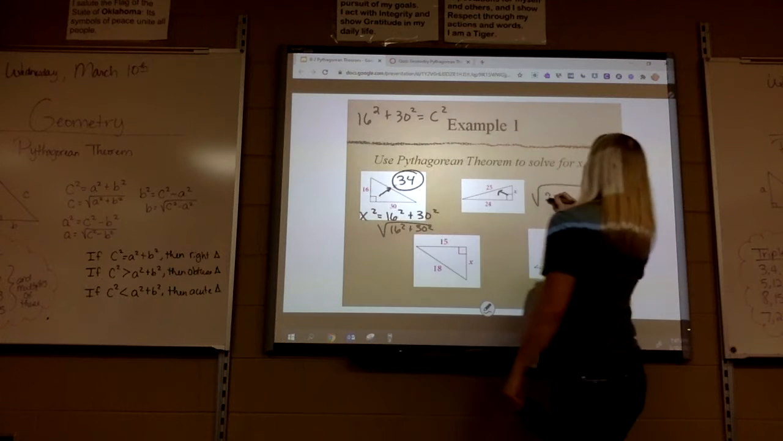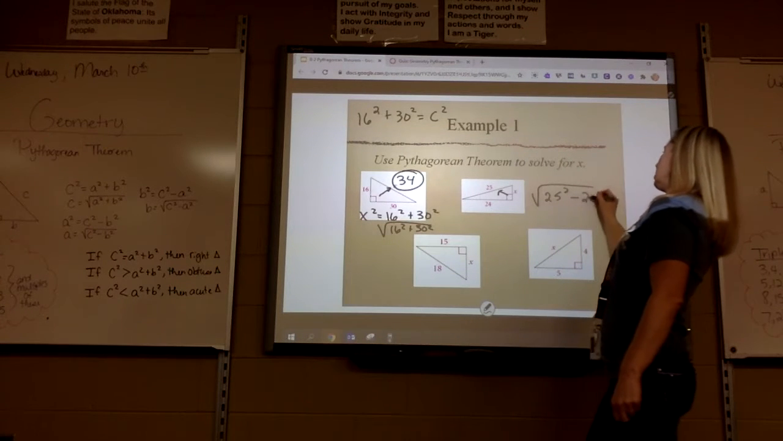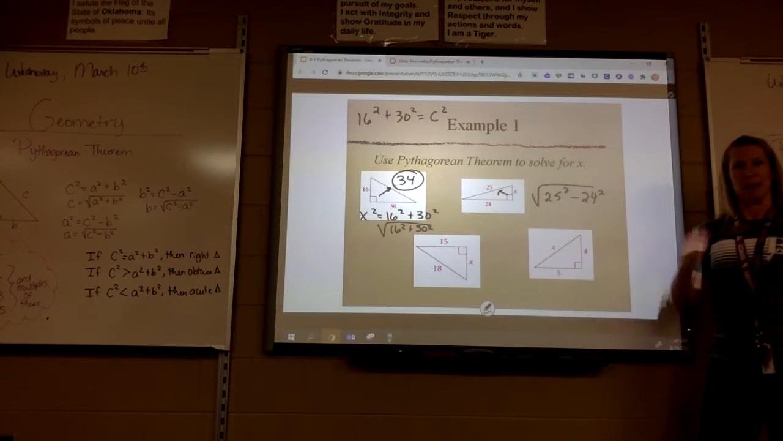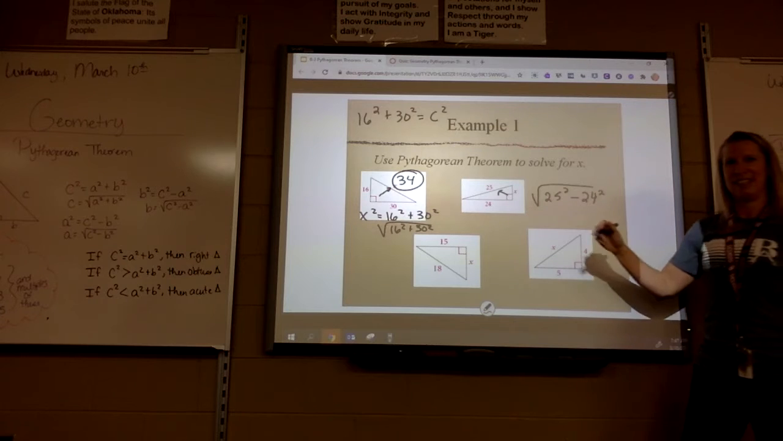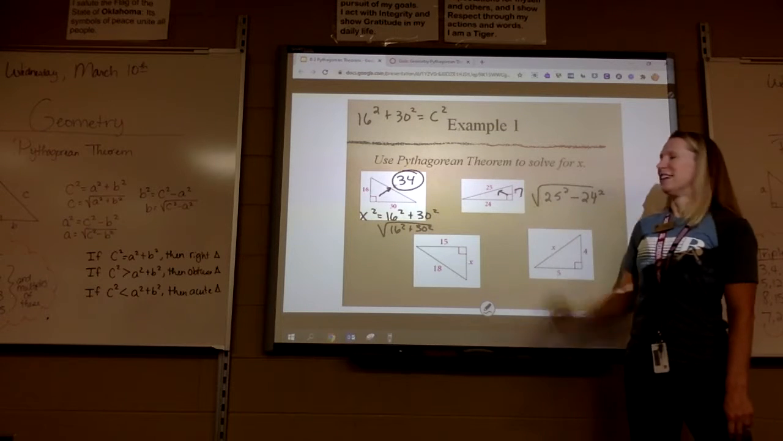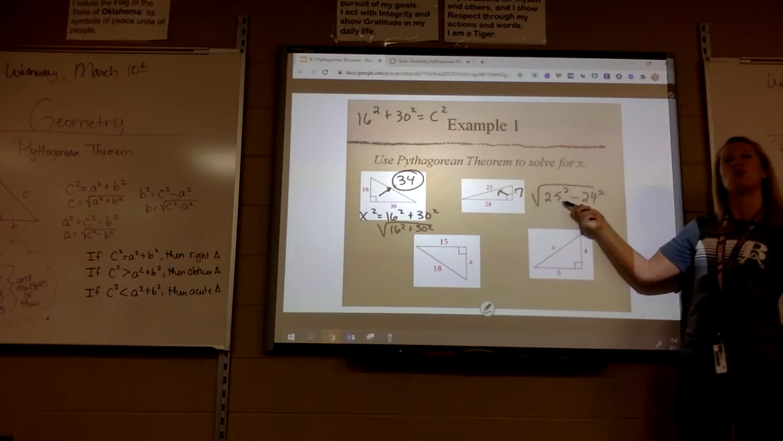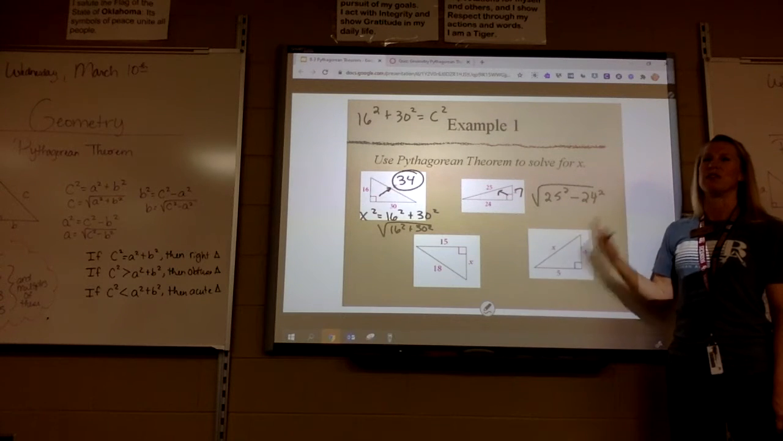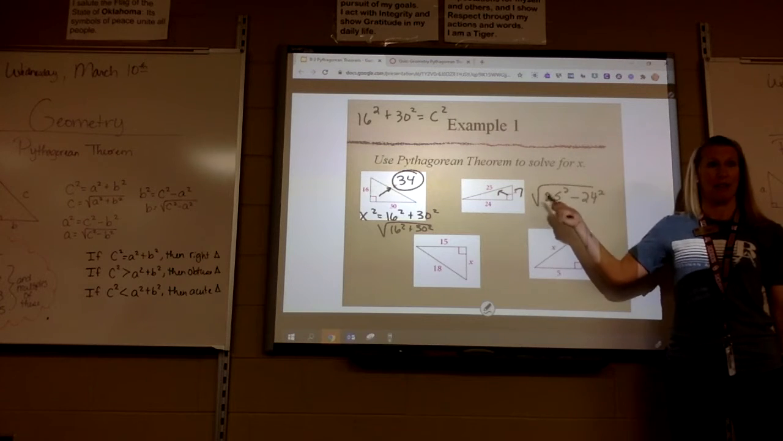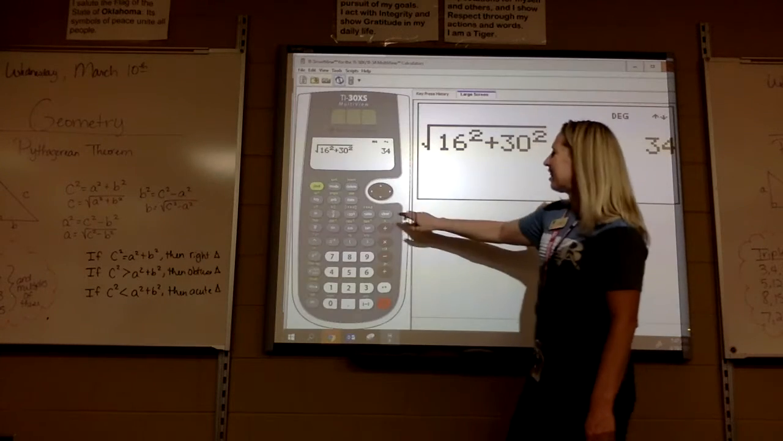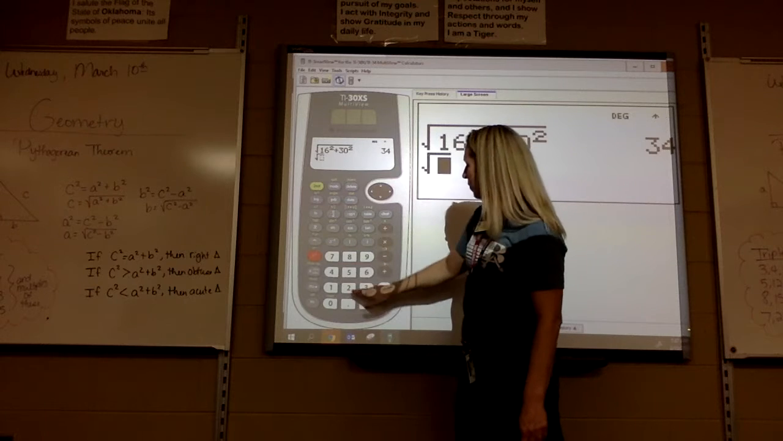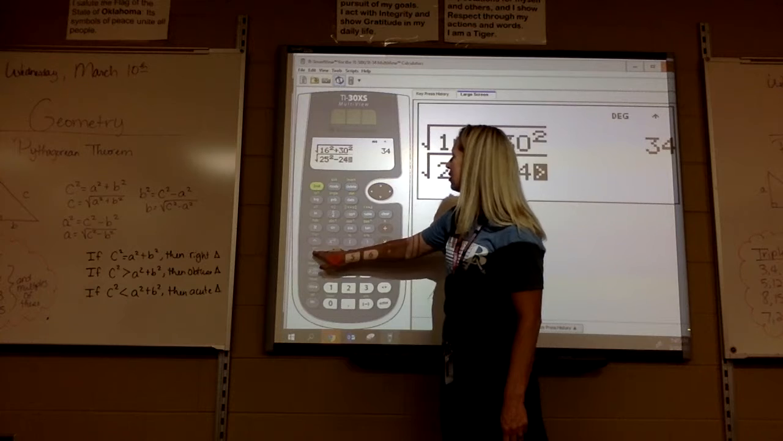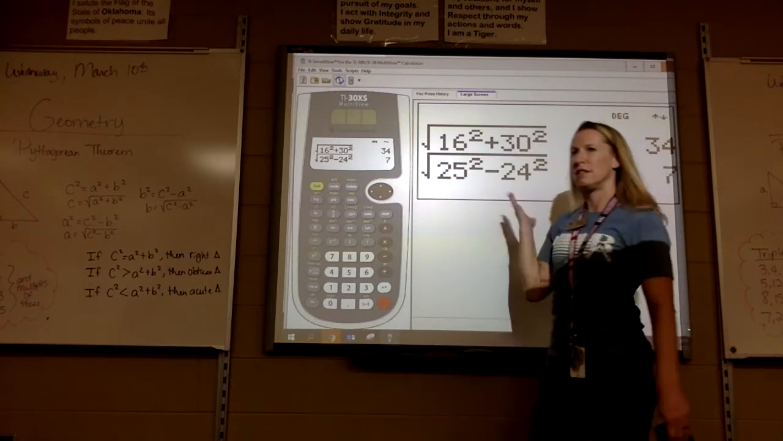So I would have to do 25 squared minus 24 squared. I already know that answer in my head. What is it? It's 7. 25 squared, you can't do 25 minus 24. You have to do 25 squared minus 24 squared. Did everybody get 7? So in your calculator, square root 25 squared minus 24 squared equals 7.